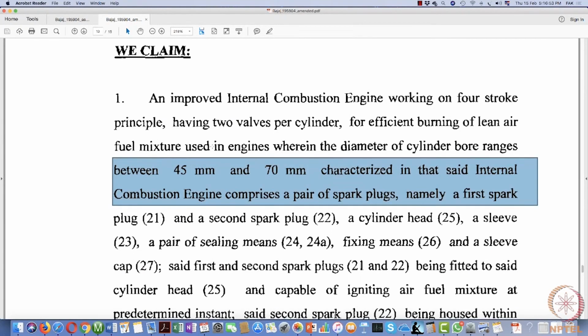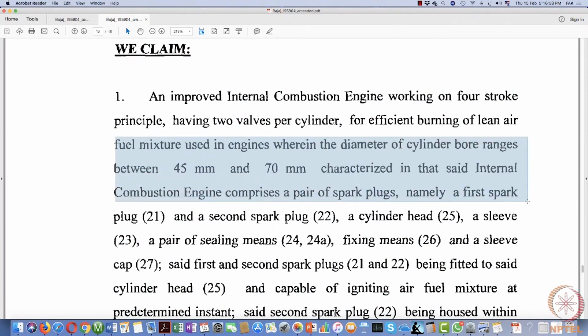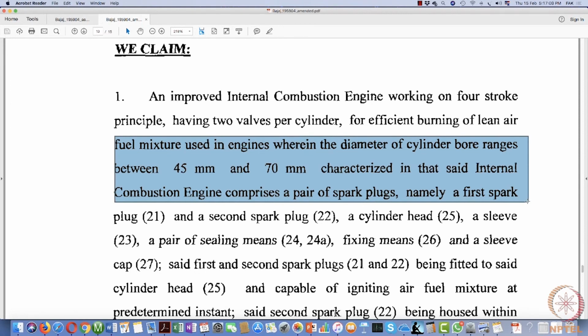Now wherein, or rather from here, fuel mixture used in engines wherein the diameter of the cylinder bore ranges between 45 mm to 70 mm, characterized in that said internal combustion engine comprising of, the remaining goes on. So what had happened, the cylinder has now been introduced earlier with a restriction on the bore ranges, and there is a range to its size, that is 45 mm to 70 mm is the cylinder bore range within which this invention will now operate.